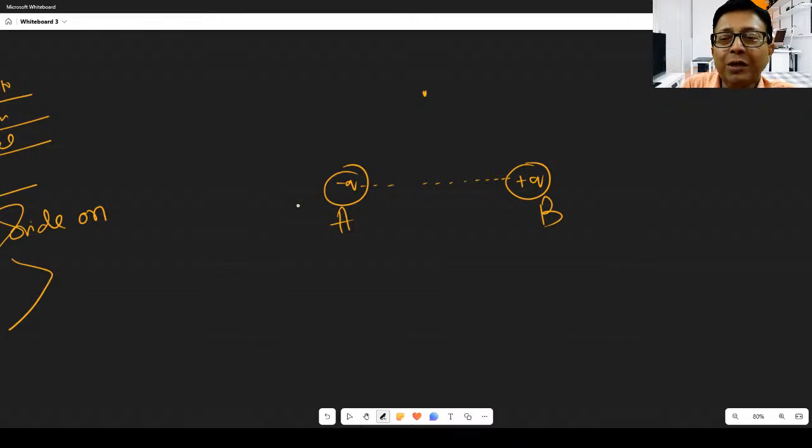Due to plus Q, what will happen? Field will be there directed this way, EB. Agree or not? Because we imagine the point, this point is C. We want to find strength of electric field at C. This is nothing but superposition principle. Due to plus Q we find, and then due to minus Q. Minus Q charge will be attracting 1 coulomb charge, so it will be directed towards A, away from B and towards A.